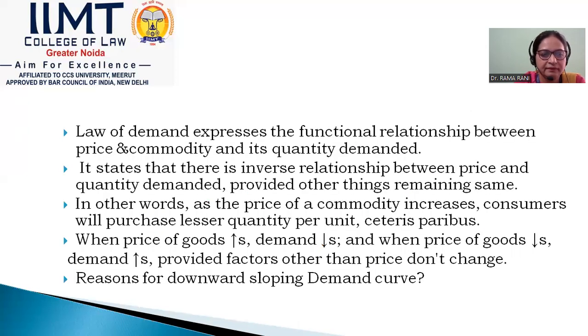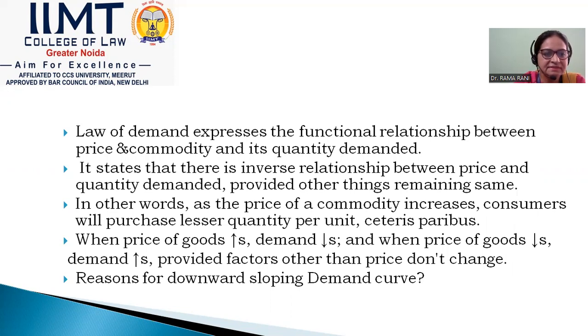Next is the law of demand. The law of demand expresses the functional relationship between the price of a commodity and its quantity demanded. It states that if the price of a particular commodity increases, then its demand decreases, and when the price decreases, then its demand increases. It shows an inverse relationship between the price of a commodity and the quantity demanded, provided other things remain the same.